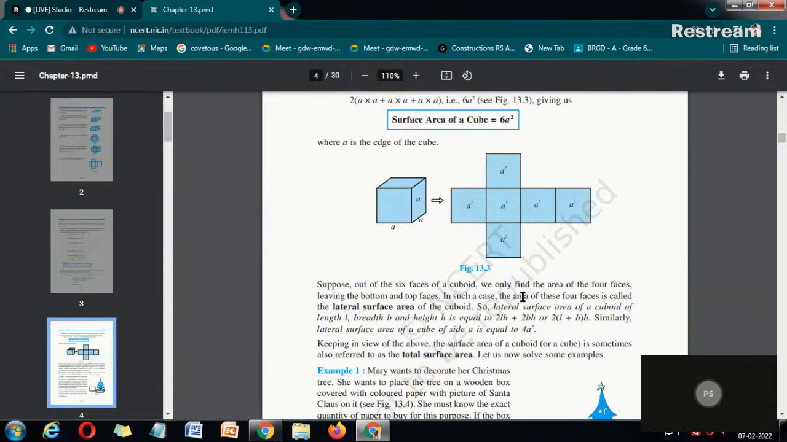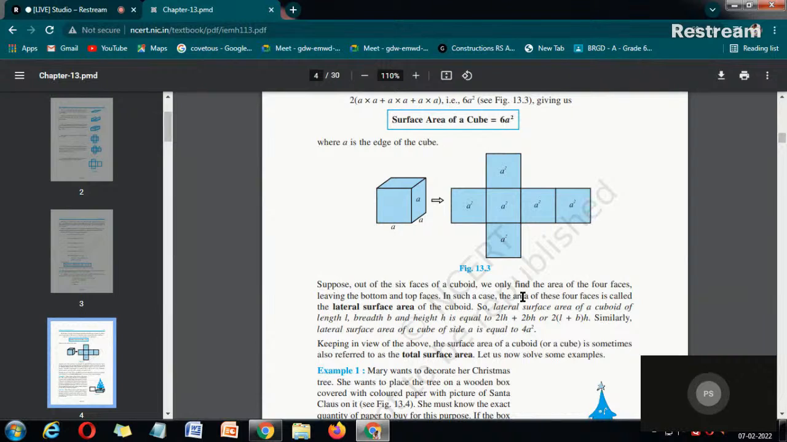Similarly, the lateral surface area of a cube of side a is equal to 4a square. Keeping in view the above, the surface area of a cuboid is sometimes also referred to as the total surface area. Let us now solve some more examples to understand all of this.